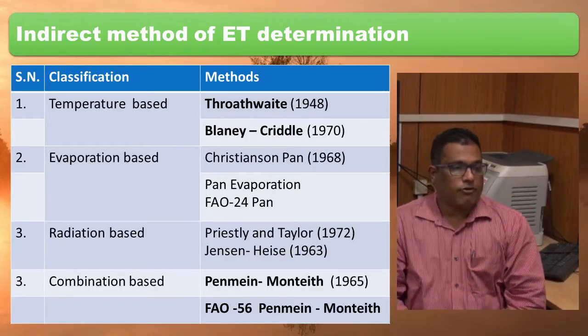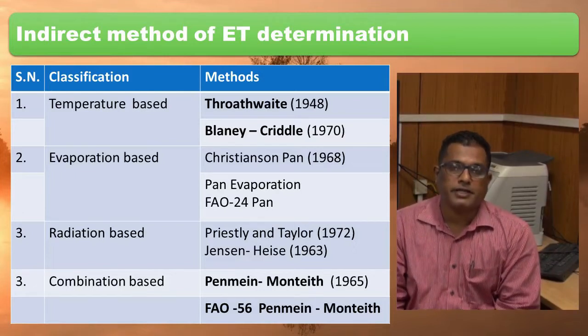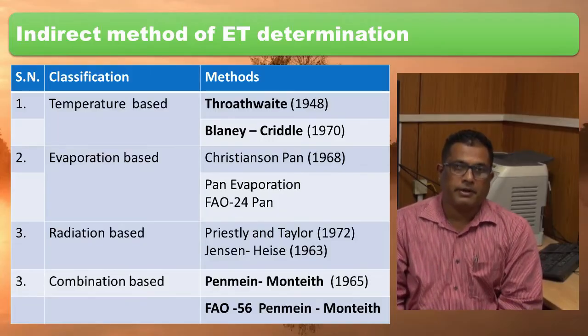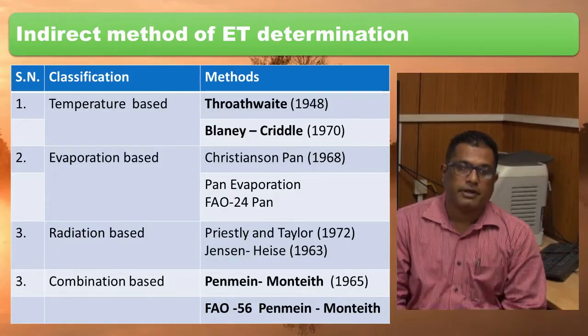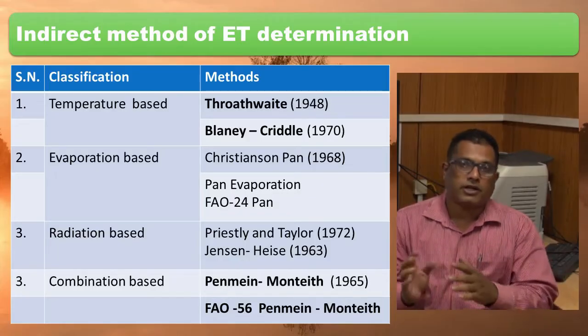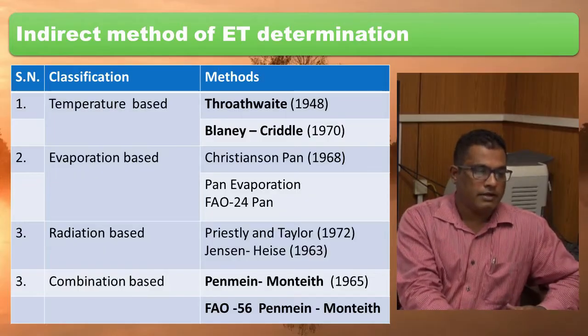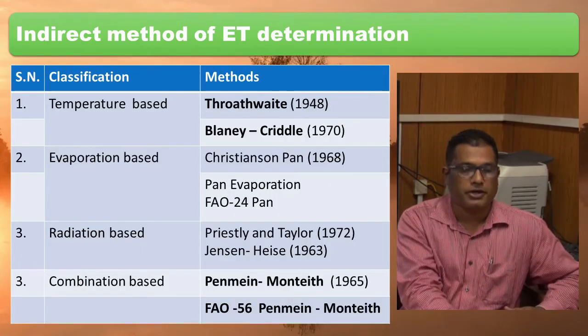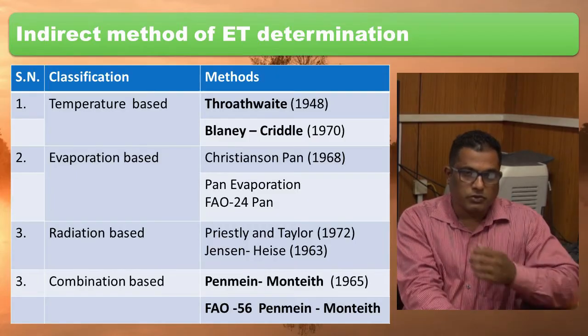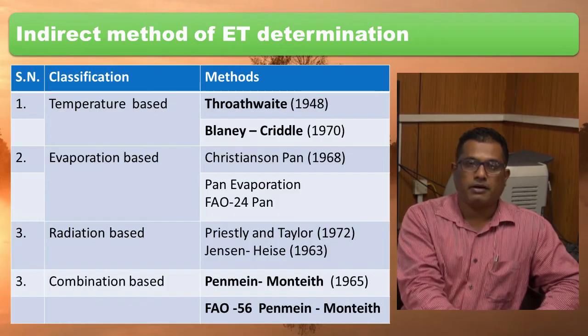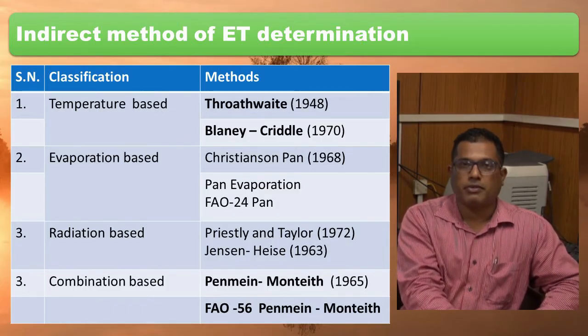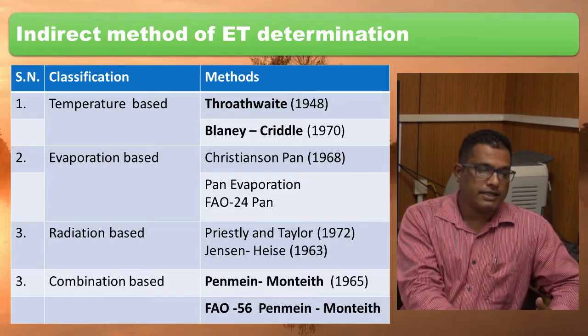Now there are certain indirect methods for ET determination. These indirect methods are based on many climatic parameters. Some are temperature based, some are radiation based, some are evaporation based, and some are based on a combination of one or two environmental factors. Based upon this, we have Thornthwaite and Blaney-Criddle, which are based on temperature. We have Christiansen pan and pan evaporation based on evaporation. And Jensen-Haise based on radiation. And the method which uses a combination of all these climatic factors is the Penman-Monteith and FAO56 Penman-Monteith, which is also called modified Penman-Monteith. And this modified Penman-Monteith is the most commonly used and most popular.